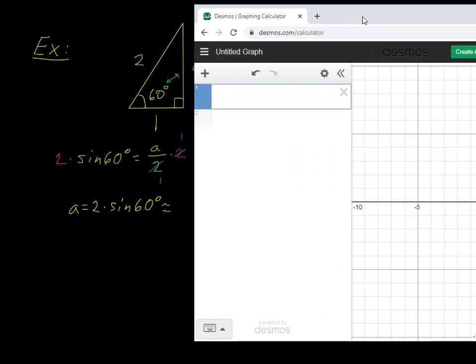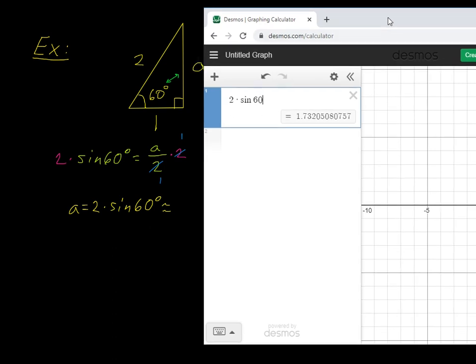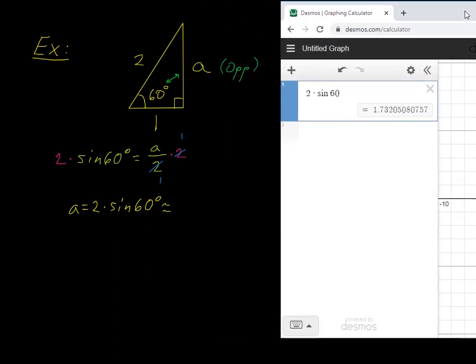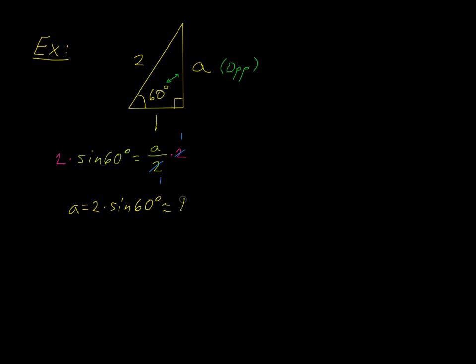Okay, so coming back now, I'm going to go ahead and punch in 2 times the sine of 60. And I'm getting about 1.732. Okay, so I'll go ahead and record that here. 1.732. All right, so this right here is that missing side.